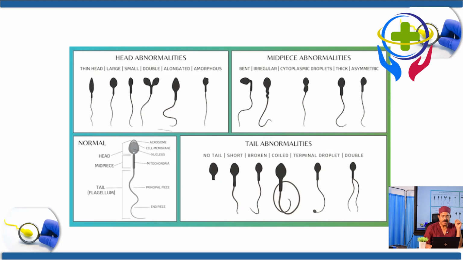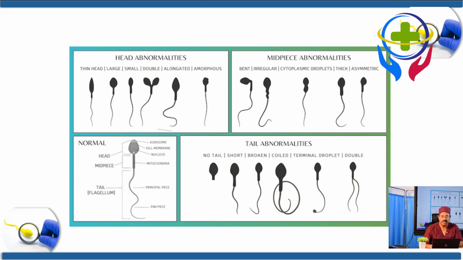And you can see different types of sperm abnormalities like a large head, small head or pinhead, double head, then elongated head, amorphous head. So, these are all head abnormalities.